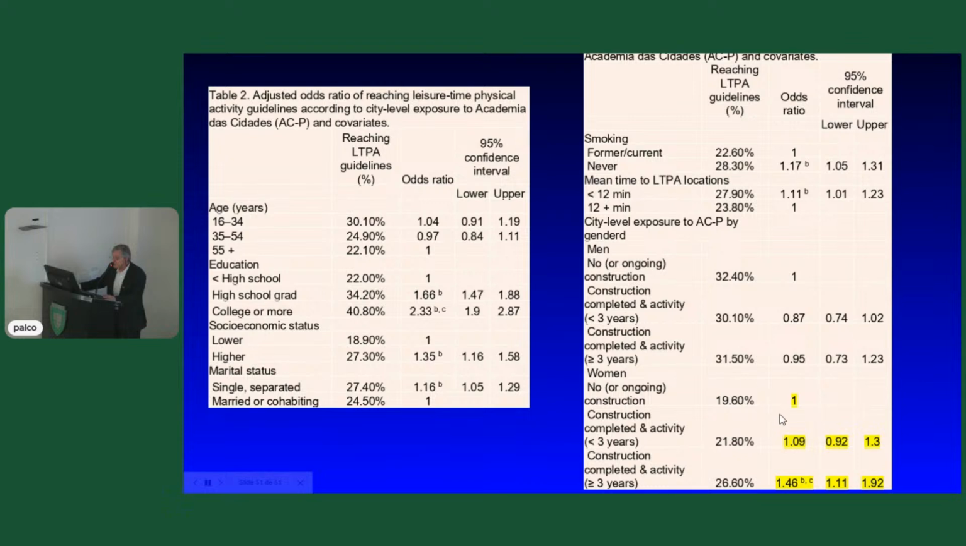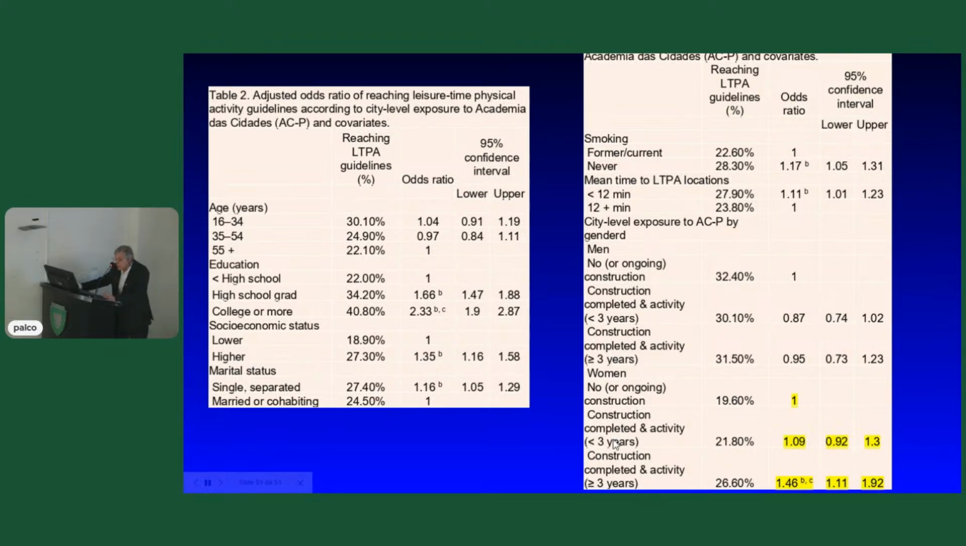Okay. So you can see for women, the last 3 rows at the bottom, that went from 1, which is the no effect. That's for no construction. I'm contrasting people who have completed the construction and have had activity going on for 3 or more years with those who have no ongoing construction whatsoever. They have nothing, basically. So the odds ratio value for them is 1. By contrast, those with 3 or more years have 1.46, and it's significant; it does not include the null hypothesis.